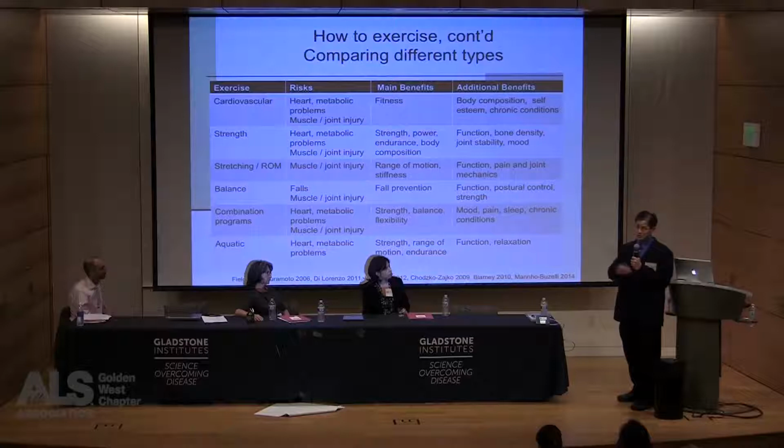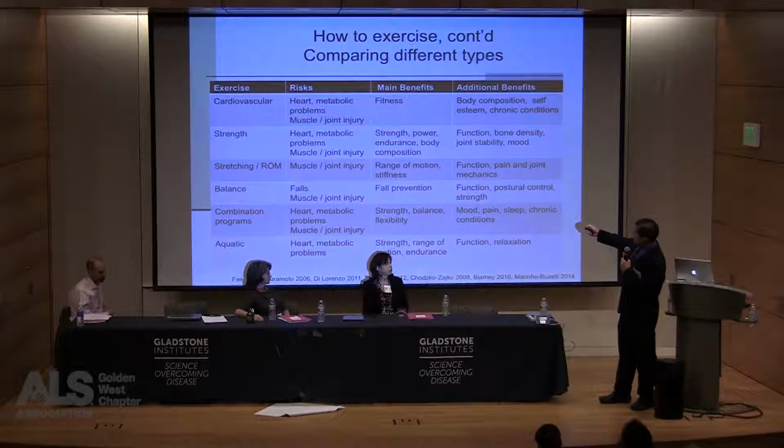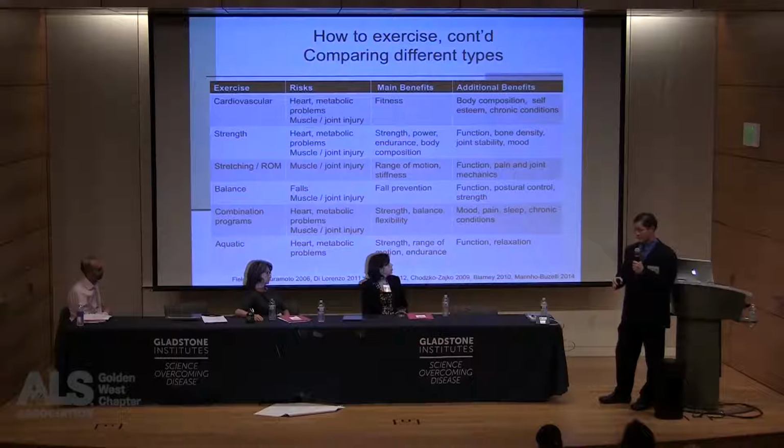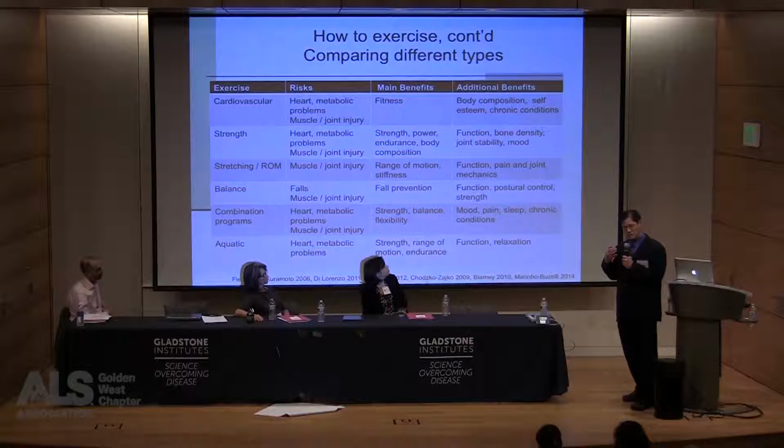The second thing I want to point out here is that the main benefits and the additional benefits of all these forms of exercise, likewise as for the risks, are the same for people with ALS versus people who don't have ALS. While we can't say that doing strength or weight training exercises is going to help someone improve their strength, we can say that it helps optimize their strengths. It helps them be as strong as possible.